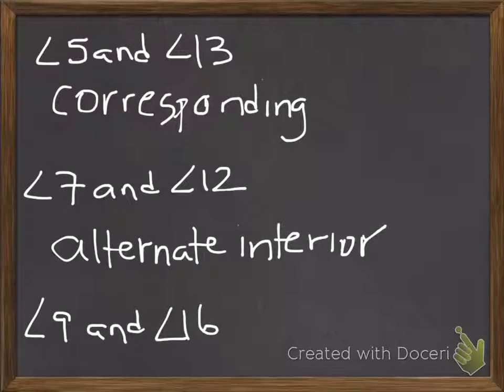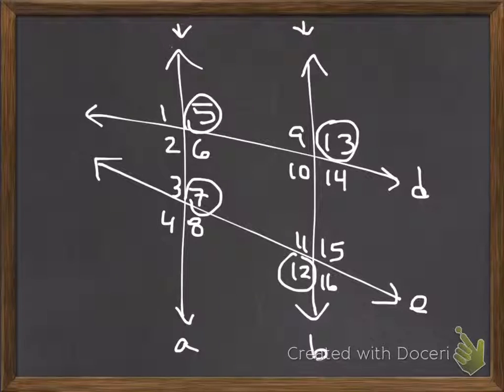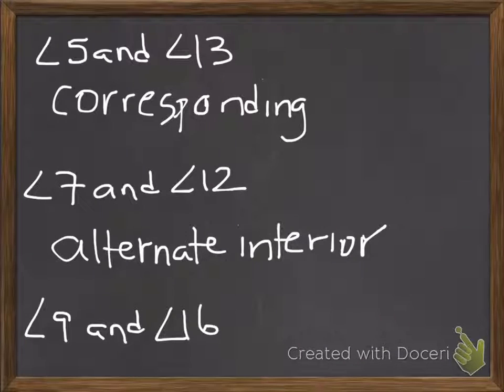And then we have angle 9 and angle 16. Those, again, are on alternate sides of the same line, but they are both outside lines D and E, so they would be alternate exterior.